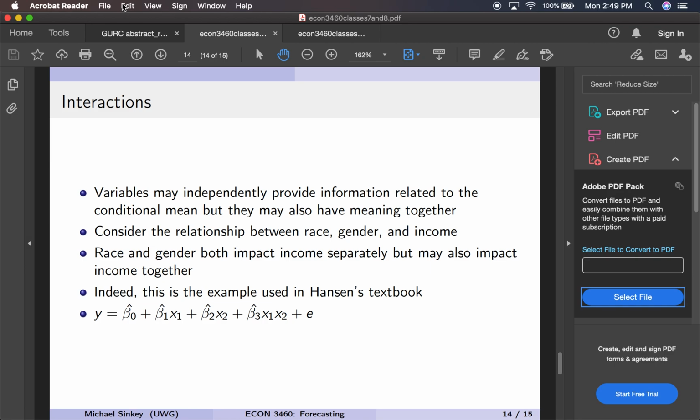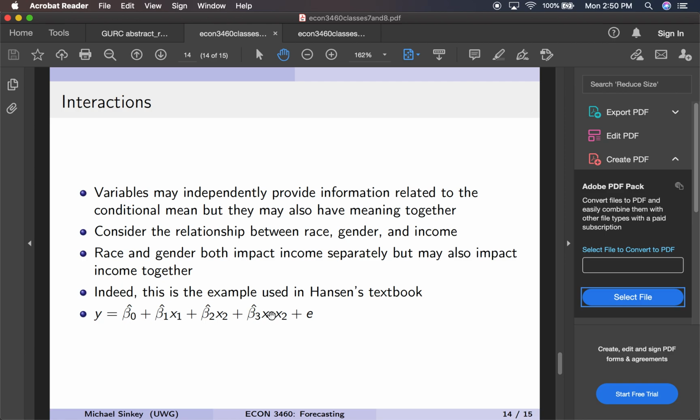So if I chalk everything up to just being a particular race or just being of a particular gender, I may be systematically ignoring some important biases that are going on for people that are both of a particular gender and of a particular race. And I don't want to do that, but I will do that if I don't include this interaction term. So what I can do is I can have a term for x1, I can have a term for x2, and then I can have a term for x1 times x2.